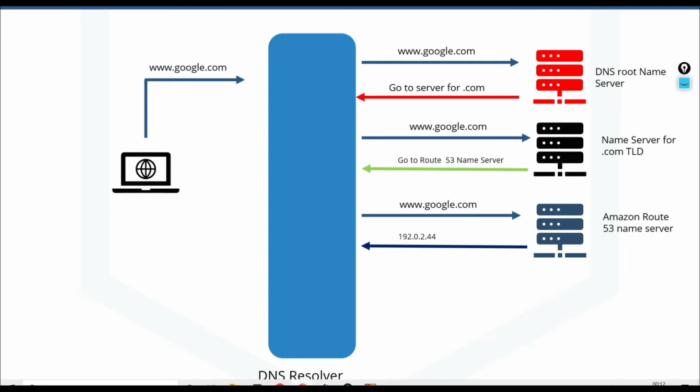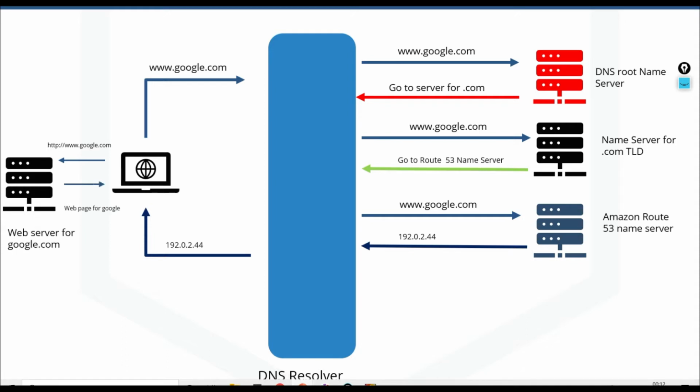So the DNS resolver will send this IP address back to the browser, and the browser will hit the IP address and the server will send back the web pages to the browser. So this is how it works internally. Now let's go back to the AWS console and see this lab session.